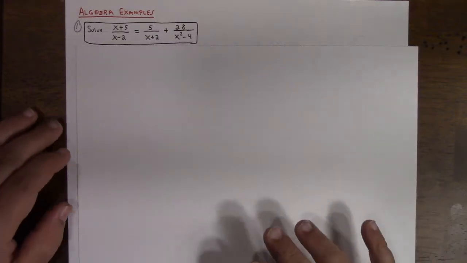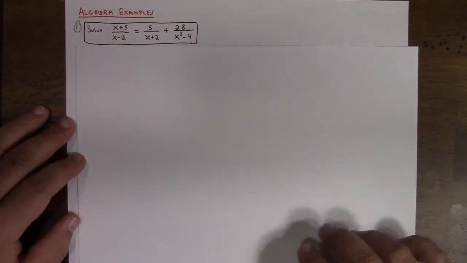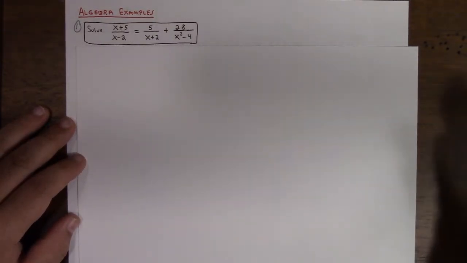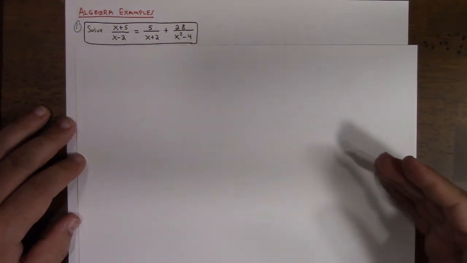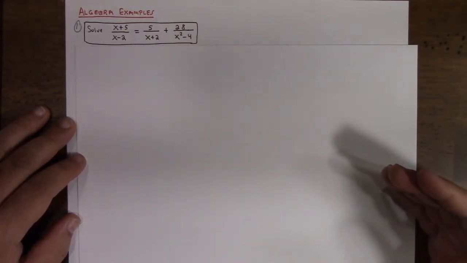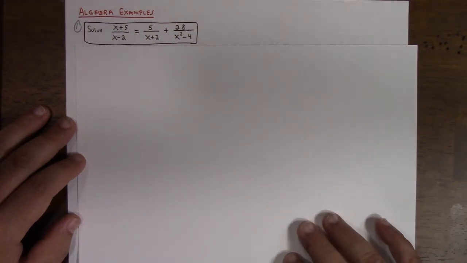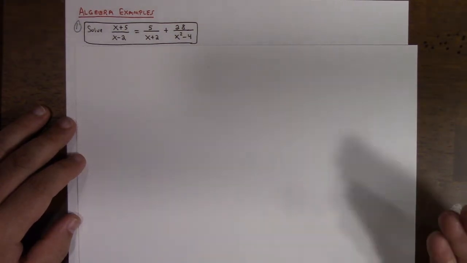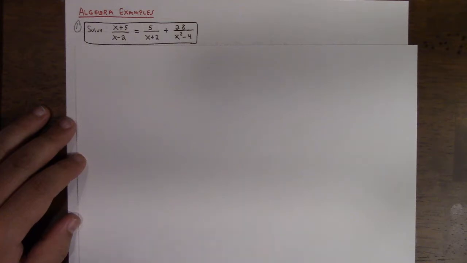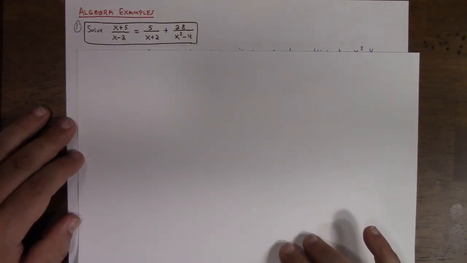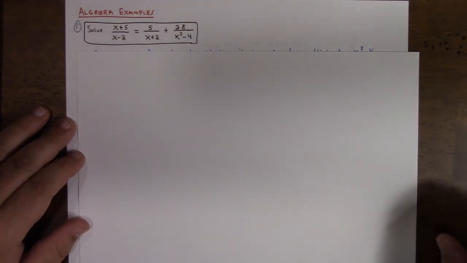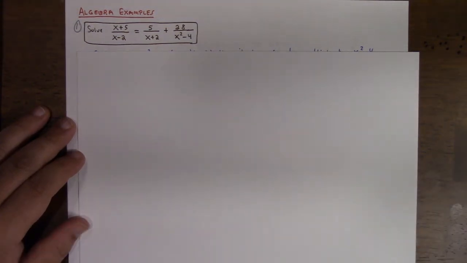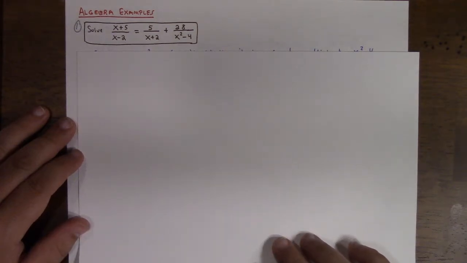But anyway, philosophy aside, here's another one. I'm turning the page now from quadratic problems to some of the harder algebra problems at the end of section 1.5. If you can follow these, you should be pretty well set to try the homework. Let's get started. So (x plus 5) over (x minus 2) equals 5 over (x plus 2) plus 28 over (x squared minus 4). How do we solve this?